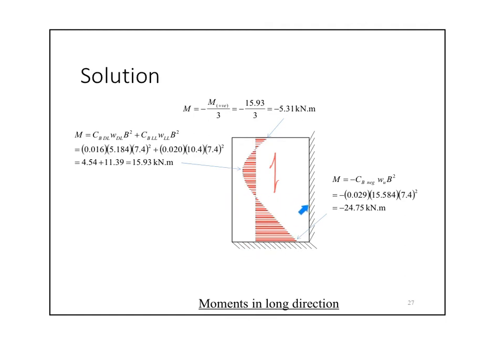Why is it less? Because the short direction is a stiffer direction, so it grabs more load than the long direction. Going to the positive moment, I have two parts, one for the dead load, one for the live load. CB dead, pull that from table 13.2, this one from table 13.3, times W dead ultimate, W live ultimate, B squared, boom, I got the number 15.9. To get this number, I just take the 15.9, divided by 3, put it in negative with a negative sign over in this side.